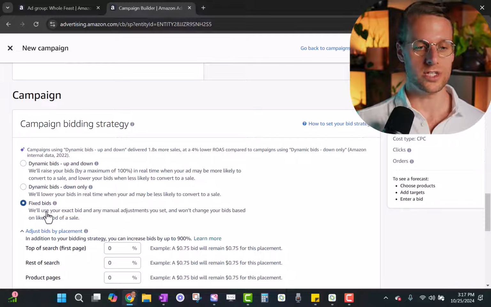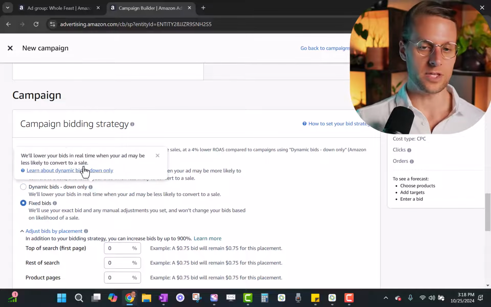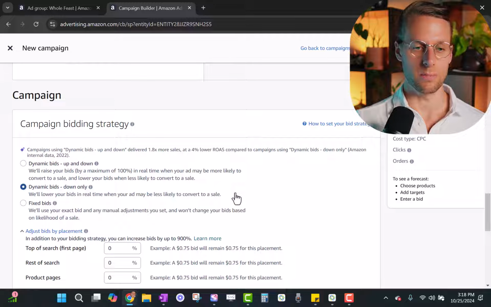So when do you use each of these strategies? Dynamic bids down only is kind of your safe bet. You can pretty much use that in any case scenario. That's the most common bidding strategy used. It's safe. It allows you to leanly target your keywords and your product placement ads without any risk of overpaying.